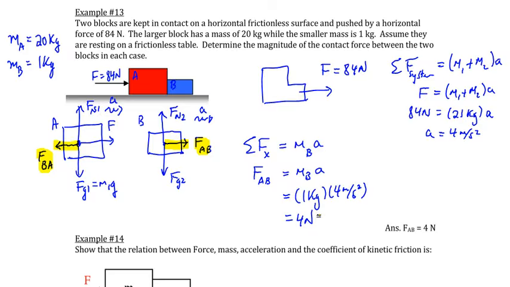Now there are other ways. You could do the sum of the forces in the x direction here and have F minus F of B onto A equals the mass of A times its acceleration, and then you could solve the two equations and two unknowns. Or you could use this method as well. So there's a variety of methods of solving this problem. Okay, that's it for this one.